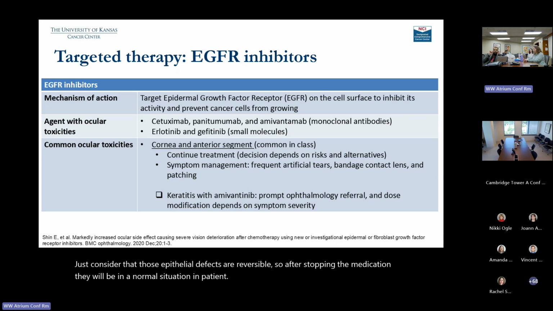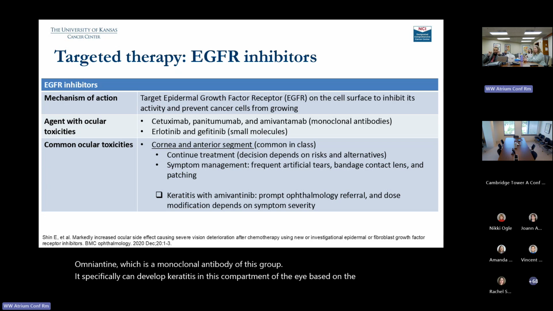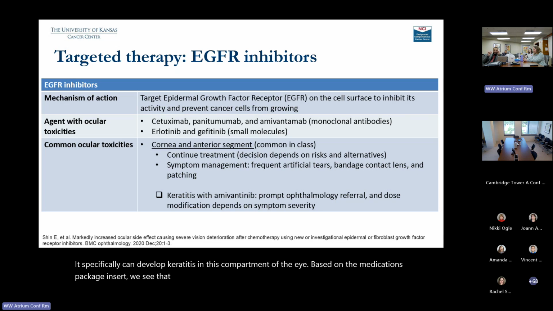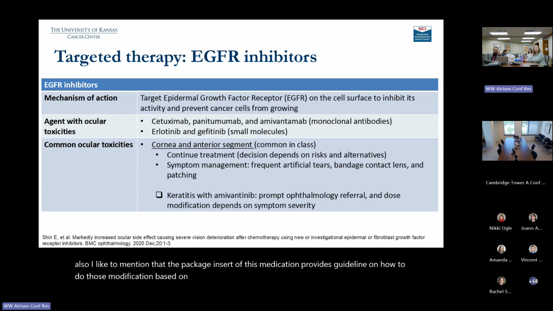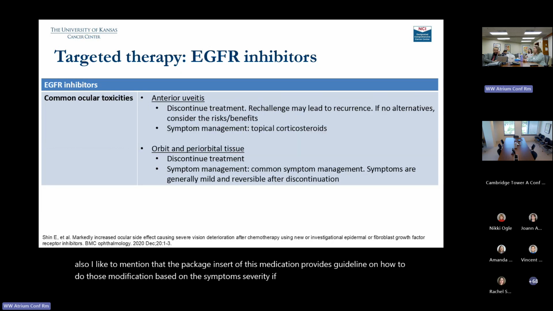Amivantamab, which is a monoclonal antibody of this group, can specifically develop keratitis in this compartment of the eye. Based on the medication's package insert, if ocular toxicity happens, we need a prompt specialist referral. I also like to mention that the package insert of this medication provides guidance on how to do dose modification based on symptom severity if it happens in the patient.